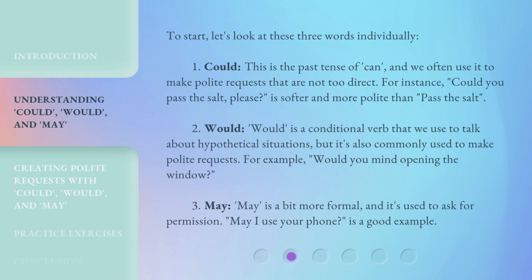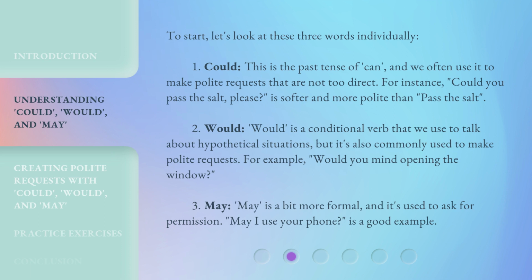To start, let's look at these three words individually. 1. Could. This is the past tense of can, and we often use it to make polite requests that are not too direct. For instance, "Could you pass the salt, please?" is softer and more polite than "Pass the salt."